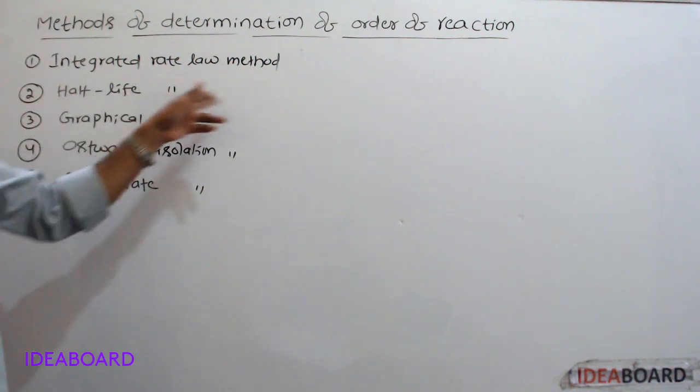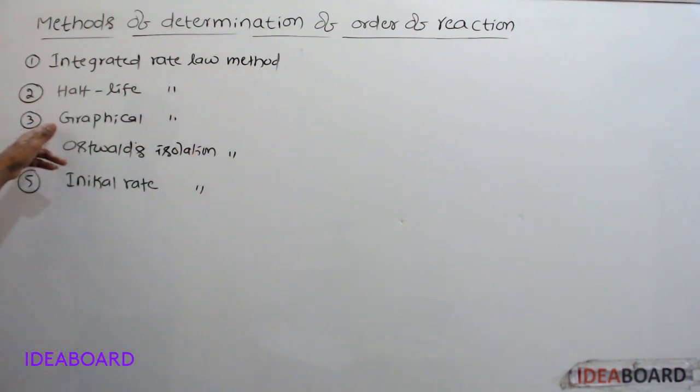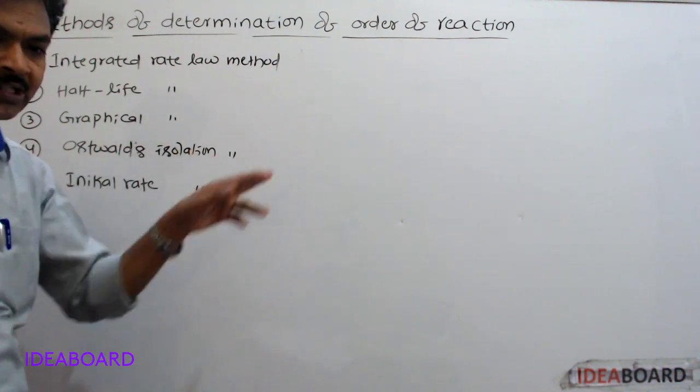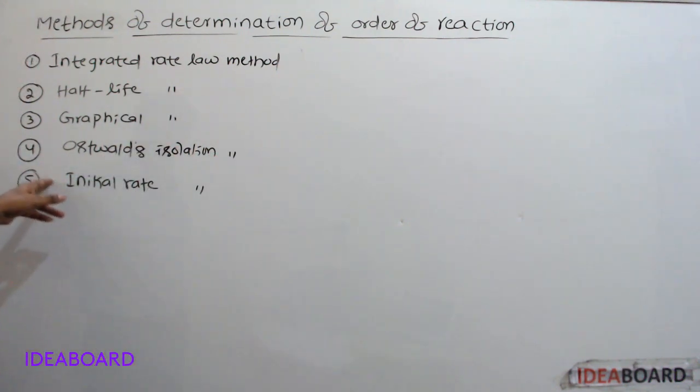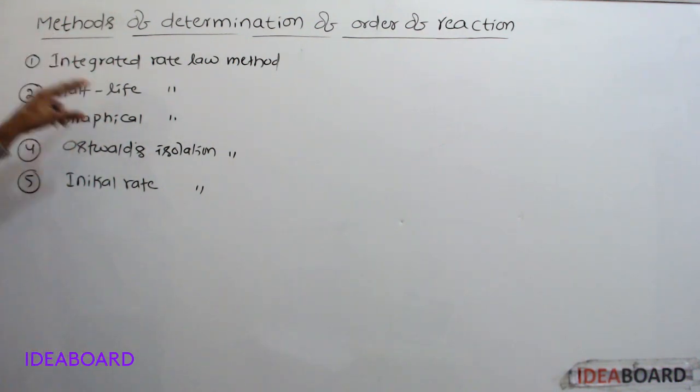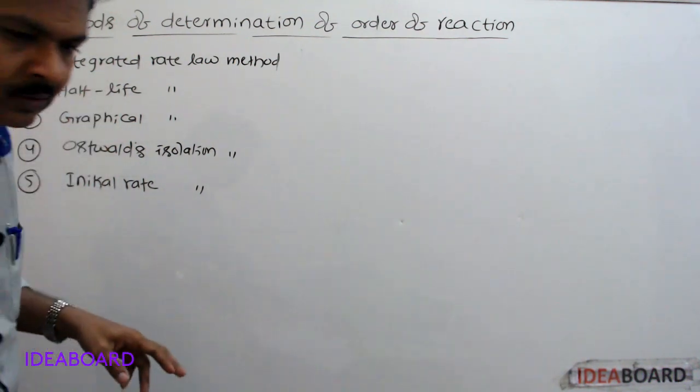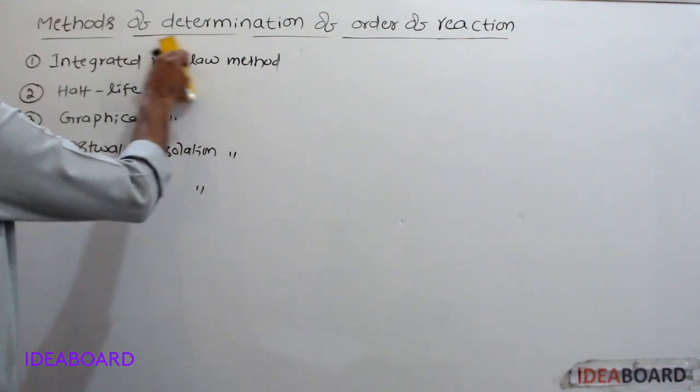Second one is the half-life method. Third one is the graphical method. Fourth one is Ostwald's isolation method. Fifth one is the initial rate method. In the previous class, I have completed the first two. So now I will explain the remaining three.